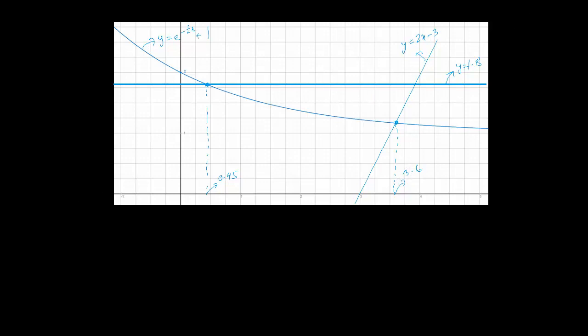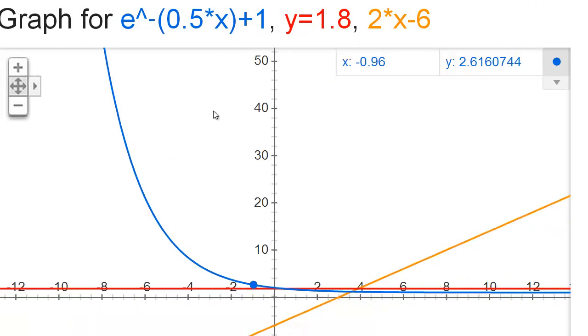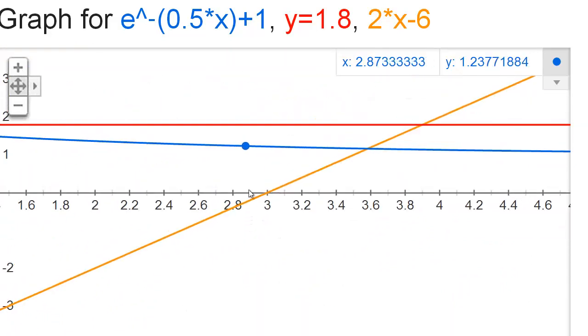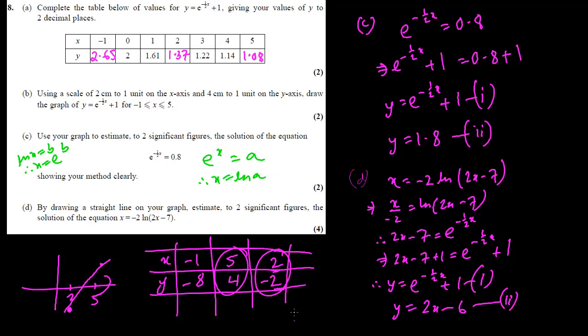Let's plot it. This is what it looks like in the graph plotter. Let's zoom in a little bit. Remember, the intersection has to be with the curve e to the power minus half x plus 1. So follow the x coordinate. The root means only the x coordinate. So it is around 3.585. So 3.6, that is fine. Now we restate the answer. The answer is x equals 3.6, and previously the answer was x equals 0.45.